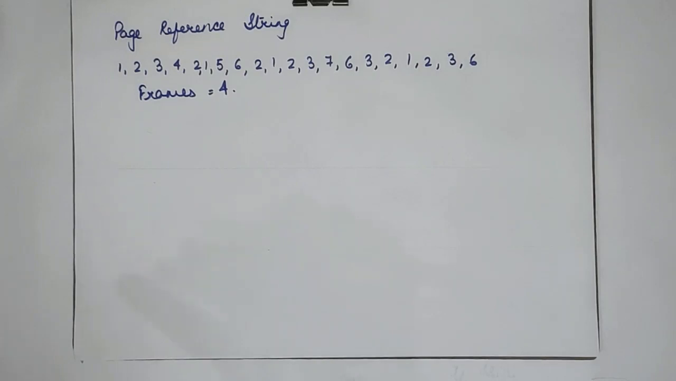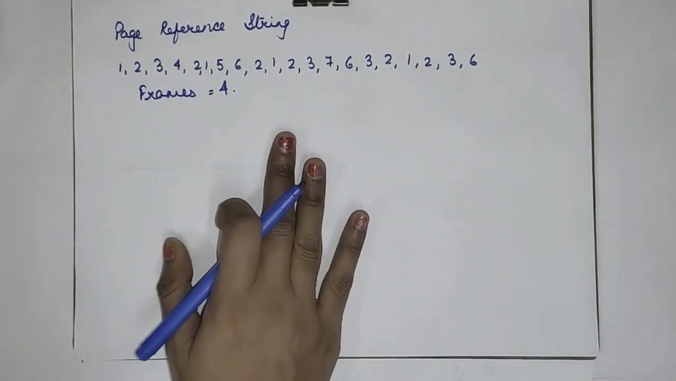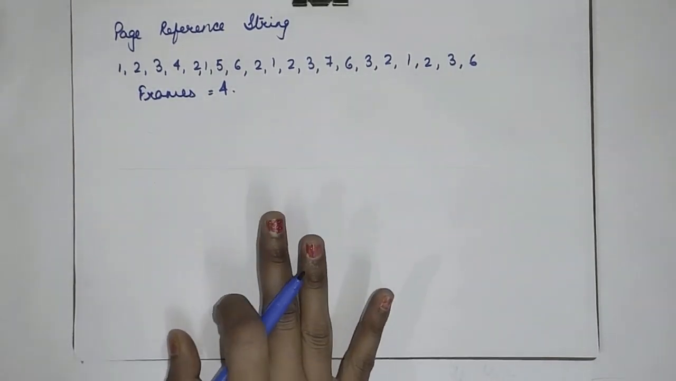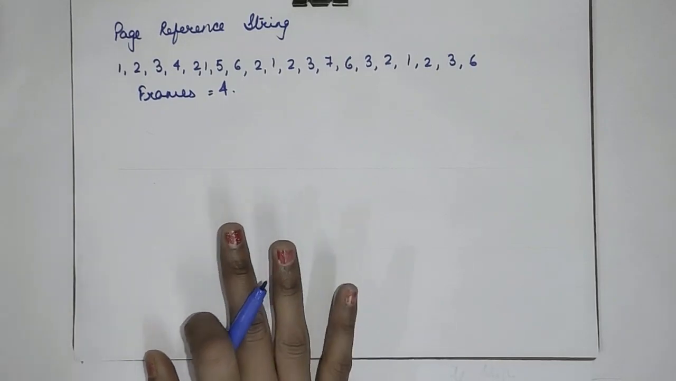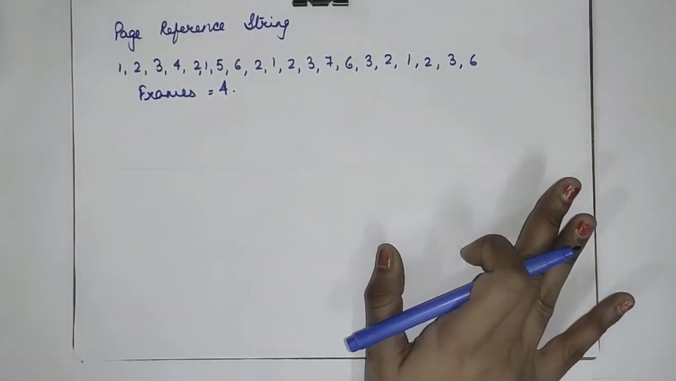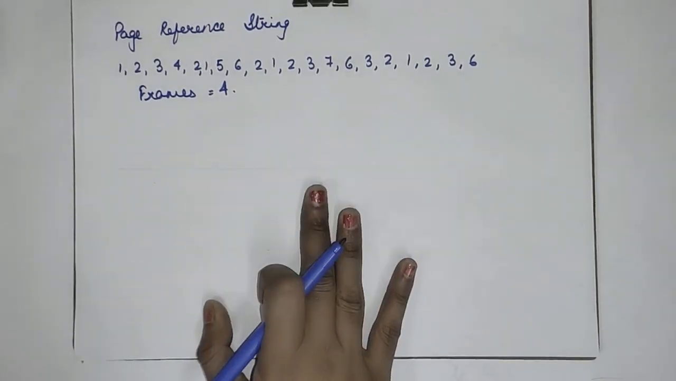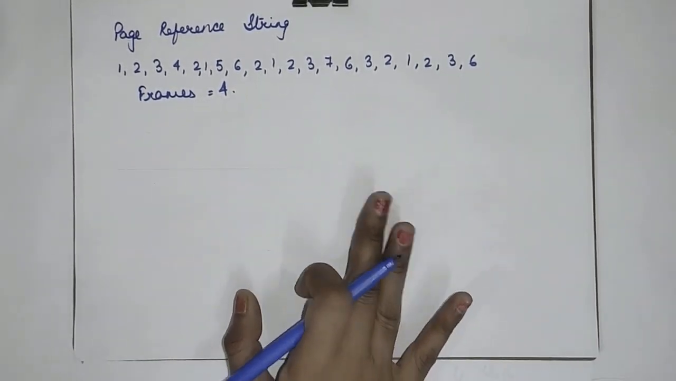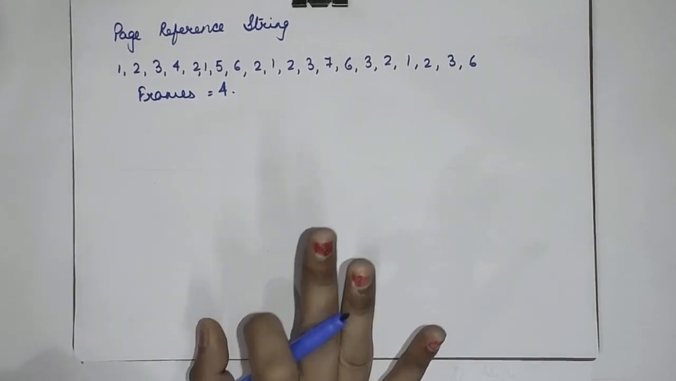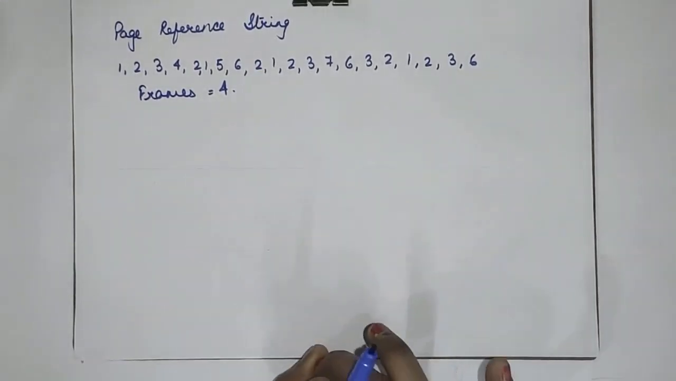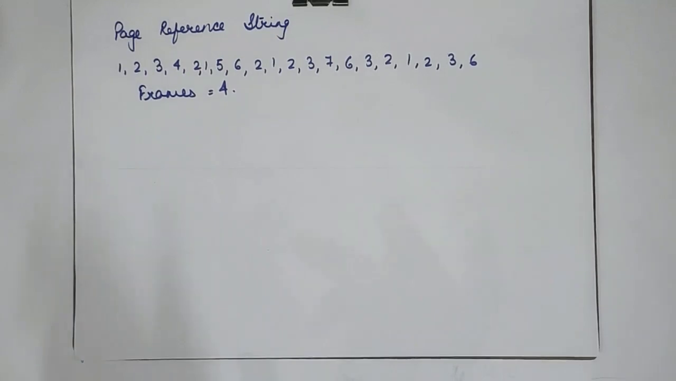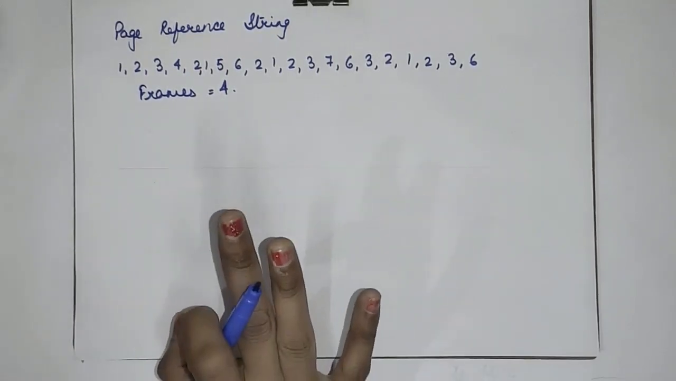The logical or virtual address which is generated by the CPU is stored in a set of blocks which are known as pages, and the physical address which is generated by the memory is stored in frames. So, what do you mean by page fault? Page fault is when the page is not resident in your memory.